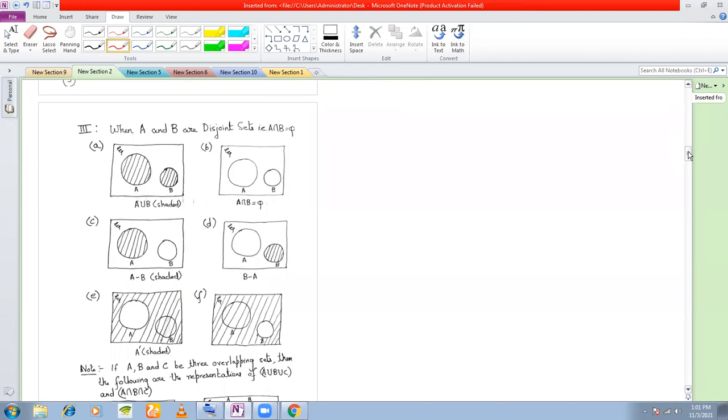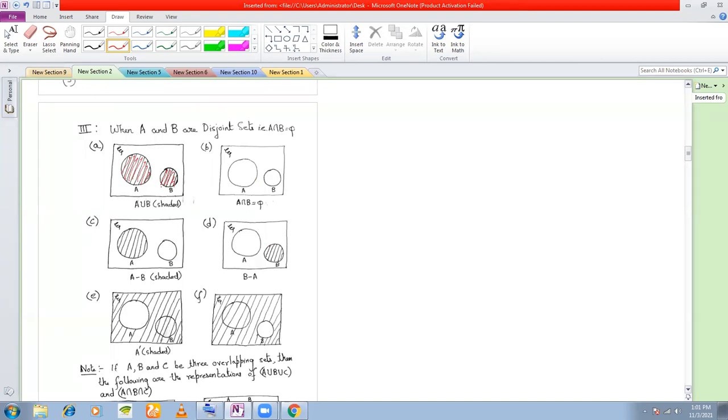Third one, disjoint sets. How do you represent disjoint sets? By two isolated circles within a rectangle. First, how do you represent A union B? Because A union B consists of elements that are there in A or B or both, that is why you shade the circle representing the set A and also the circle representing the set B. So you shade both. Finished.